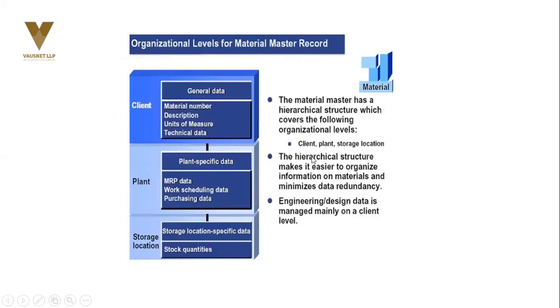For the material master record, we have several parts. At client level, we define the material number, description, and units of measure. At plant level, we define MRP data, work scheduling, and purchasing data. At storage location, we define the locations where this material will be consumed or stored. Quantities will also be elaborated at this level. Material master has a hierarchical structure, and that structure is client, plant, and storage location. The structure makes it easier to organize. Engineering design data is managed mainly at the client level, that is your server level, or it differs from server to server.